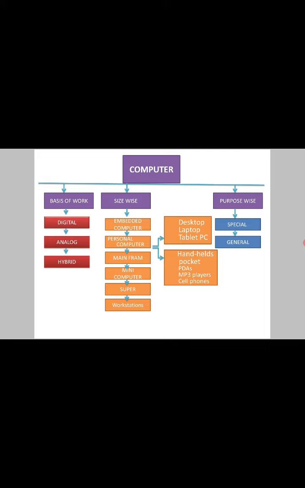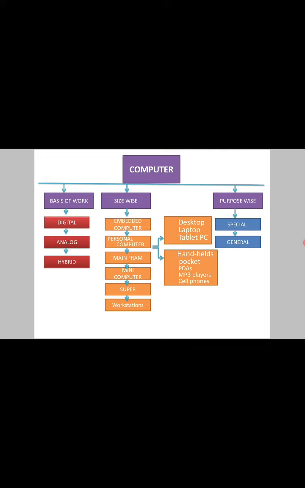Next one is based on their size. Generally computers are of different sizes. First one is supercomputers, mini computers, microcomputers or personal computers, mainframe computers, and workstations, like that. Again, these come in different types like desktops, laptops, tablets, handhelds, pocket computers, and PDAs, like that.